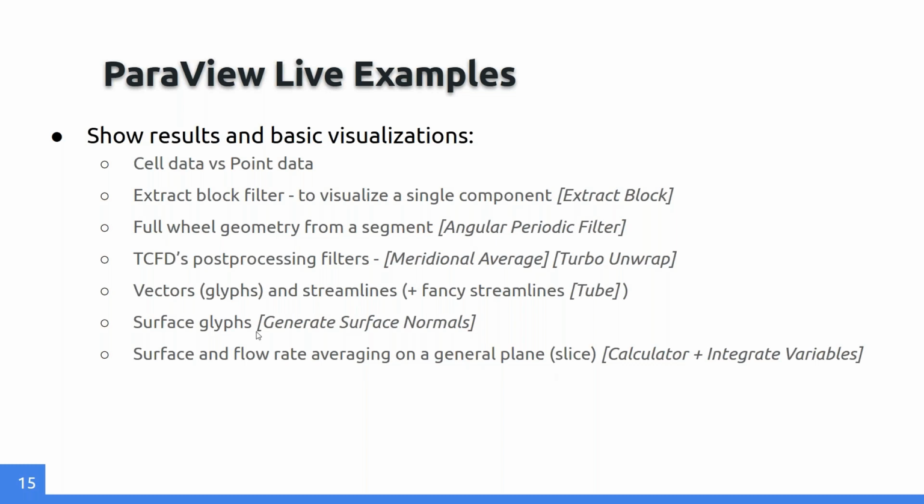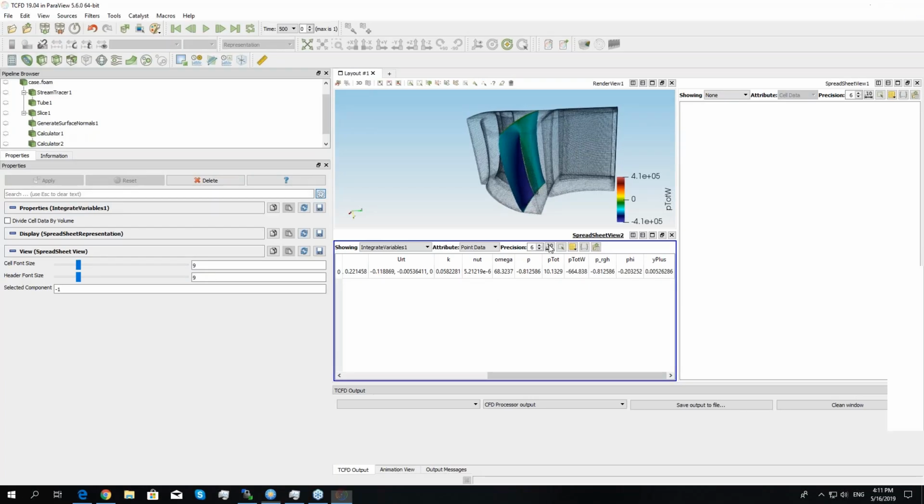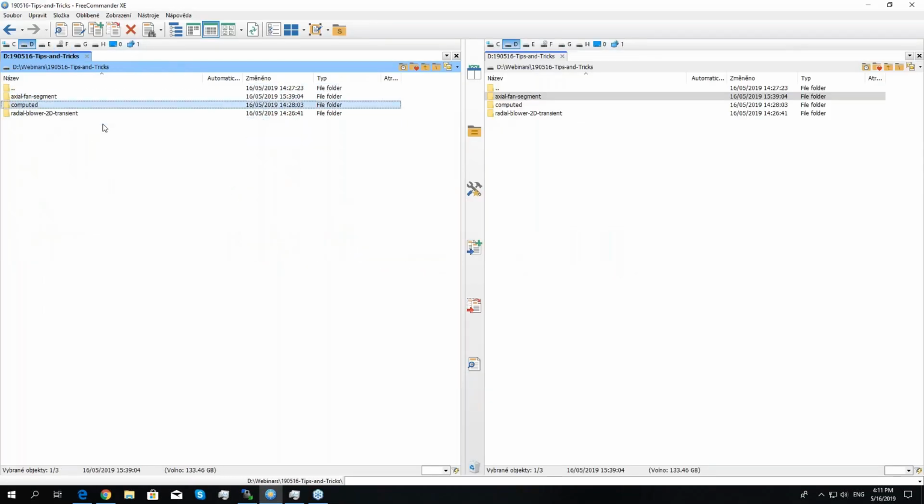Okay, so I will skip our meridional average and turbo unwrap because we have shown it many times in previous webinars. So I will go for the next examples. So now, for example, a simple showcase of how to make some animation and how to work with transient tutorials. So I will close this and I will take our radial blower 2D transient. It's a simple 2D geometry of a radial blower, which can be run pretty fast in transient to show you real life.